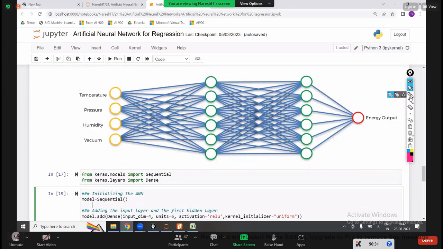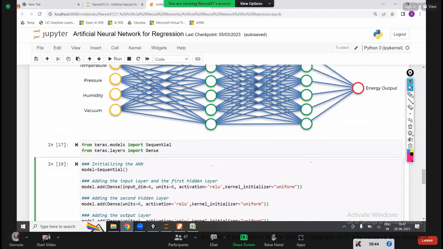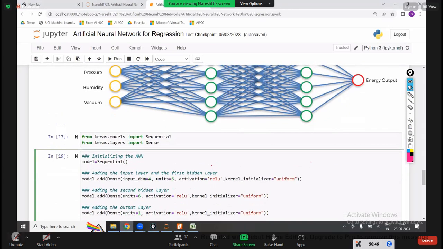Now from here to here, again it is going to take units is equal to 6. Second hidden layer of units is equal to 6. ReLU is the activation function. And 36 weights are selected between minus 1 by square root of 6 to plus 1 by square root of 6. 36 weights are selected.